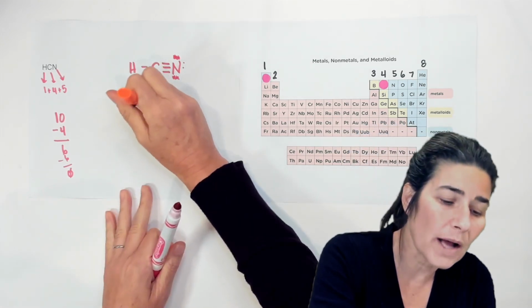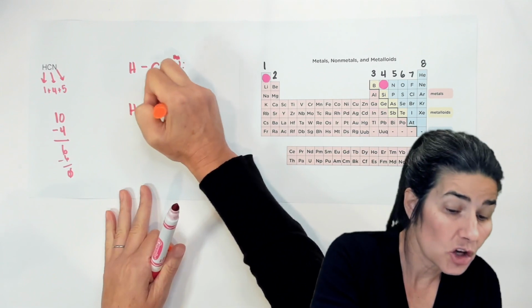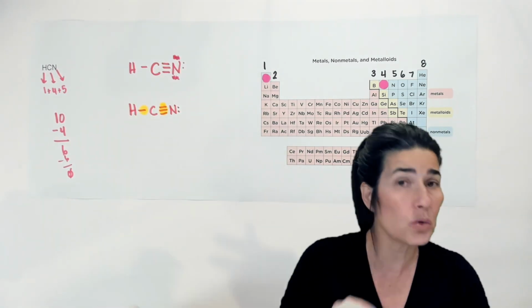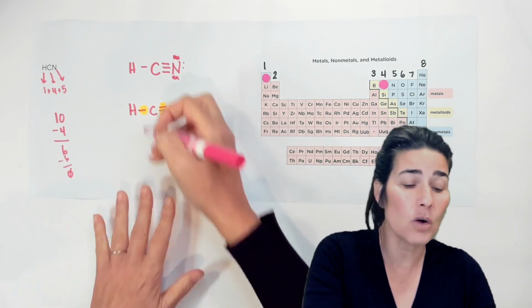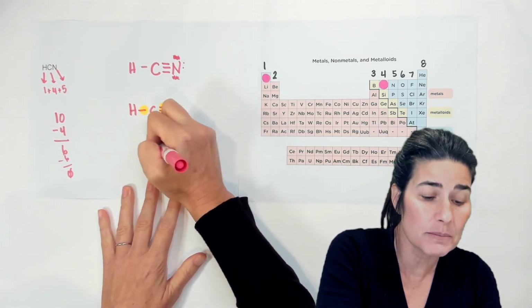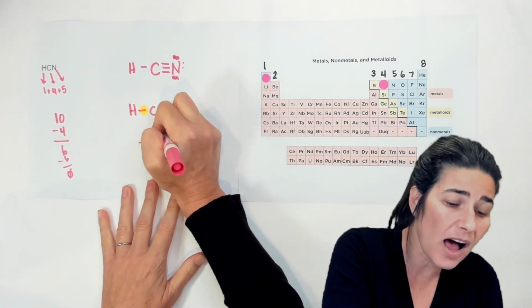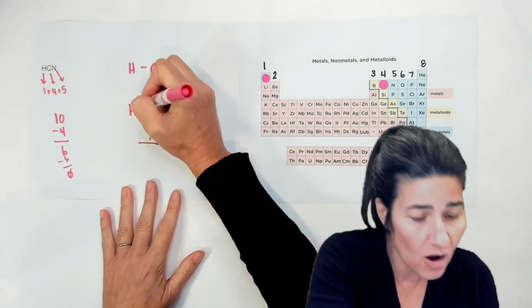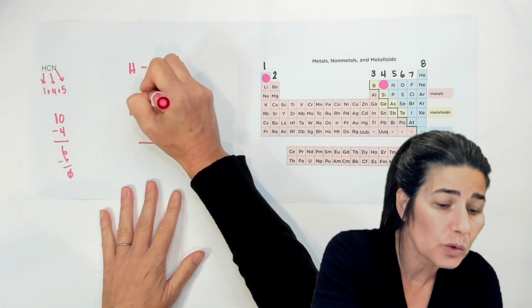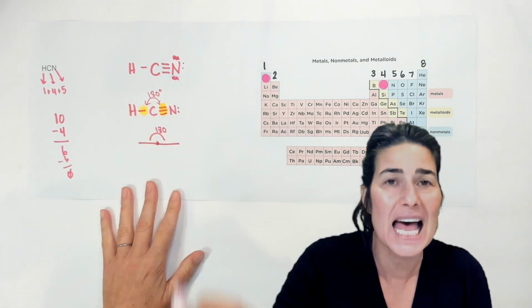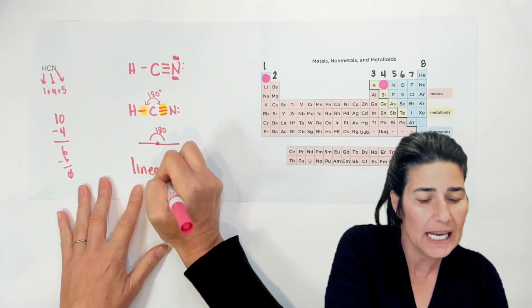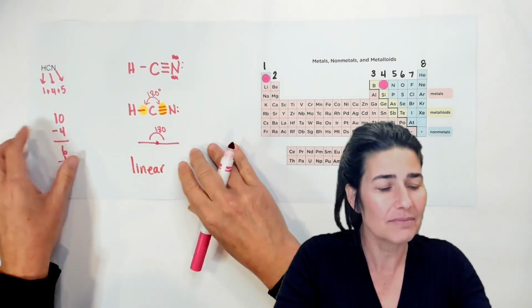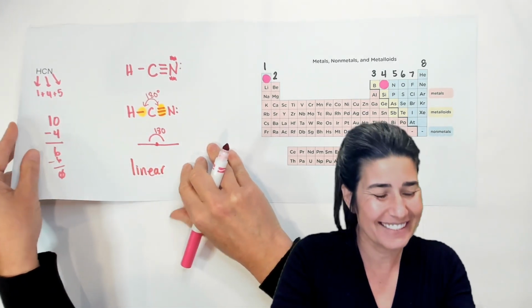There are 2 domains, just 2 domains, trying to get as far away from each other as possible. That lets them go 180 degrees apart. These will try to arrange themselves in a line. Therefore, we call this geometry linear. All right, let's do another one.